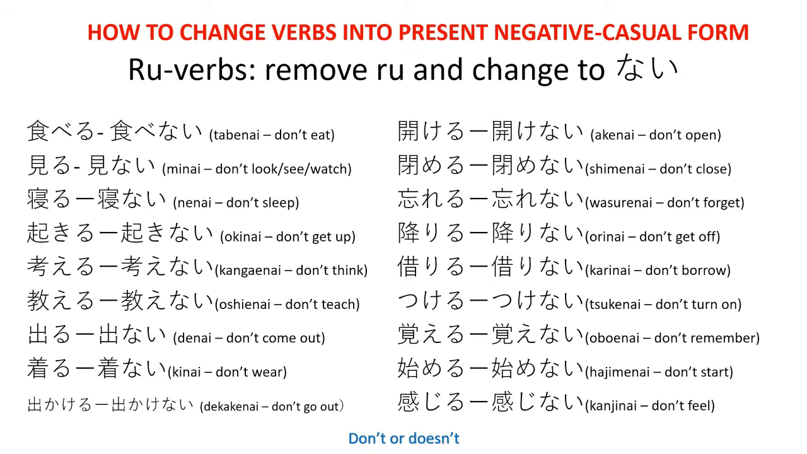Kariru, karinai. Don't borrow. Tsukeru, tsukenai. Don't turn on. Oboeru, oboenai. Don't remember. Hajimeru, hajimenai. Don't start. Kanjiru, kanjinai. Don't feel. Again, remove ru and change to nai for ru verbs.